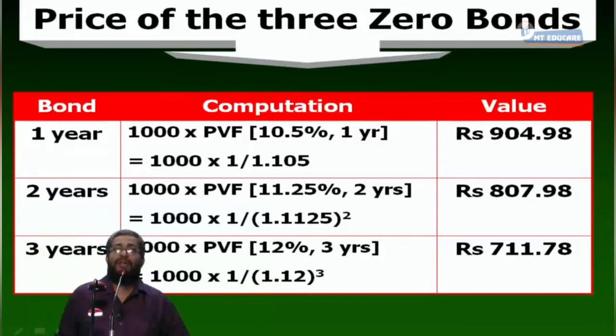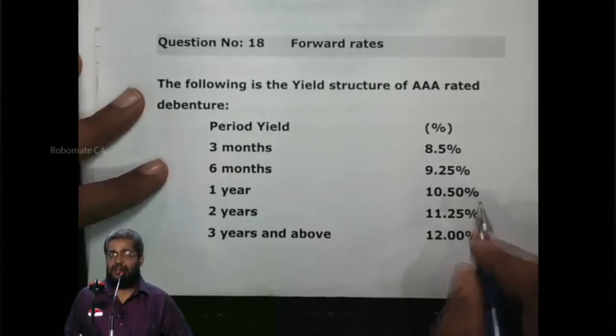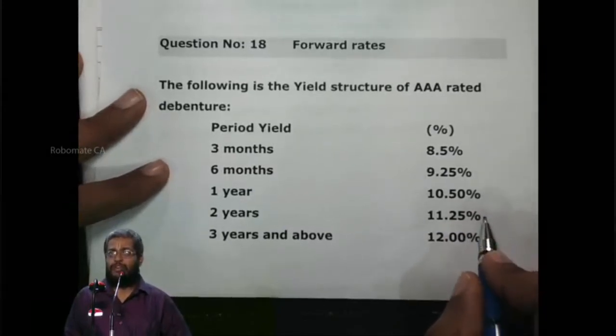Now, see, we have to calculate the forward rate. Answer my question. What is the yield to maturity of a 1 year bond? Tell me. 10.5%. What is the yield to maturity of a 2 year bond?